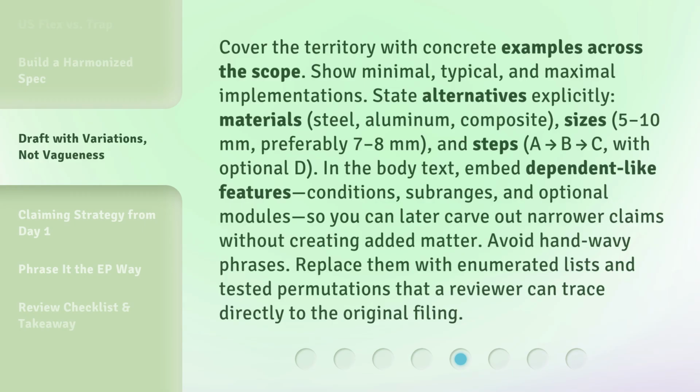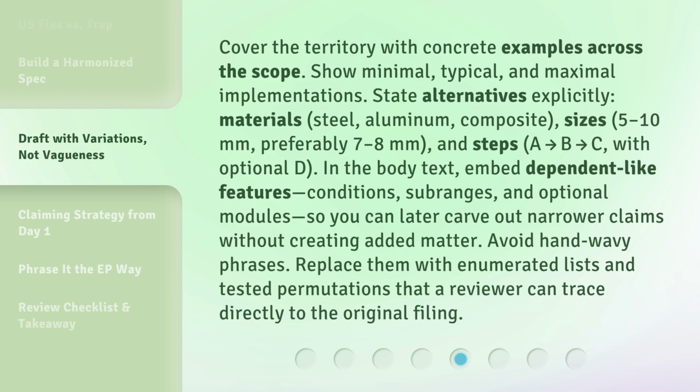Cover the territory with concrete examples across the scope. Show minimal, typical, and maximal implementations. State alternatives explicitly. Materials: steel, aluminum, composite. Sizes: 5 to 10 millimeters, preferably 7 to 8 millimeters. And steps: A → B → C, with optional D.